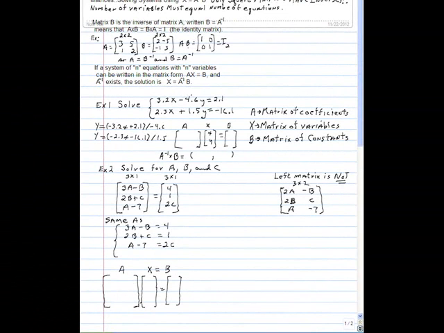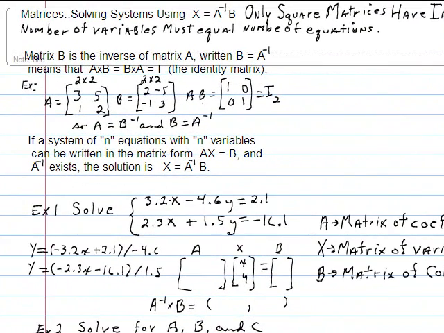Okay, let's jump right into some examples to see how they work. The first example says solve the system 3.2x minus 4.6y equals 2.1 and 2.3x plus 1.5y equals negative 16.1. Now, we have in an earlier section learned how to solve a 2 by 2 system by graphing. What we do is solve each equation for y, load it into our graphing calculator, graph it, and wherever the 2 lines cross, that's our solution to the system.